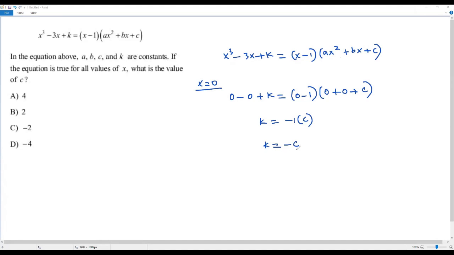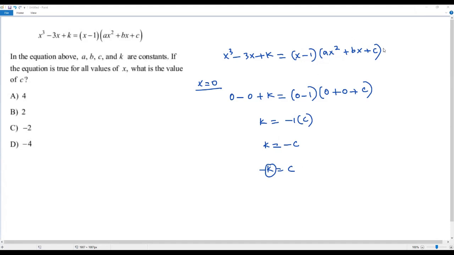Here we can multiply both sides of this equation by negative 1 to get rid of the negative sign that we have for c. When I multiply this one by negative 1, I'm getting negative k. Here, when I multiply this negative c by negative 1, I'm getting c. Here I almost got the value of c, but I got it in terms of the constant k. Now we have to find the value of the constant k.